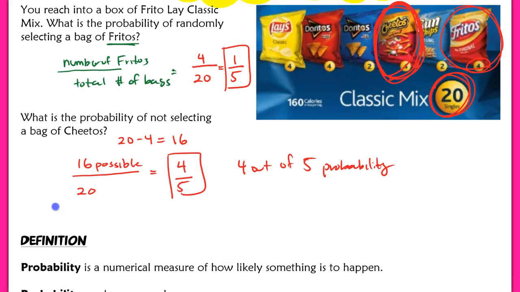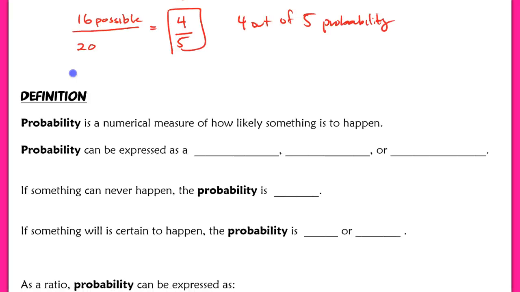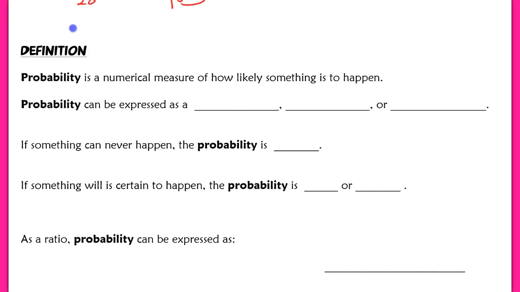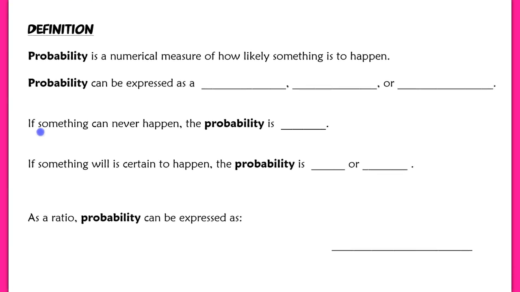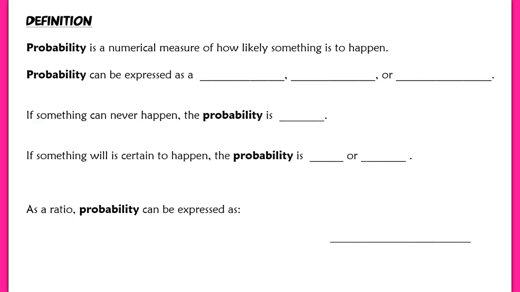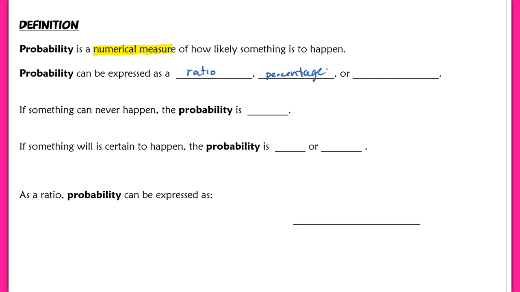So let's start by defining a probability. We're going to get into some more math stuff here. But basically all that a probability is, and you saw that above, is a numerical measure. So we had a fraction. It's a numerical measure of how likely something is to happen. Probability can be expressed as a ratio, which is what we showed above. 4 out of 5 is a ratio. It can be expressed as a percentage, or you can express it as a decimal.